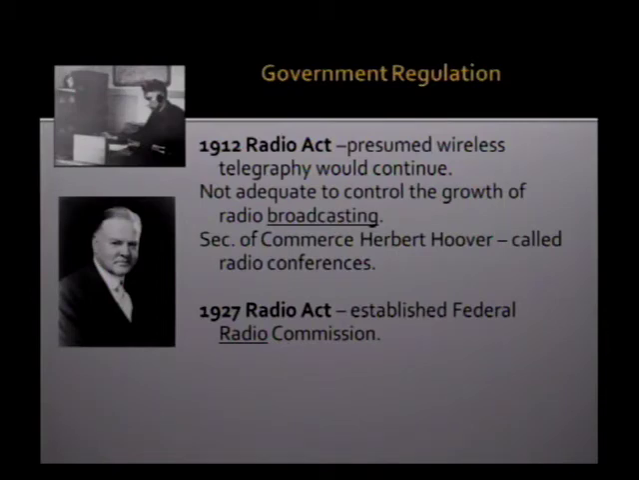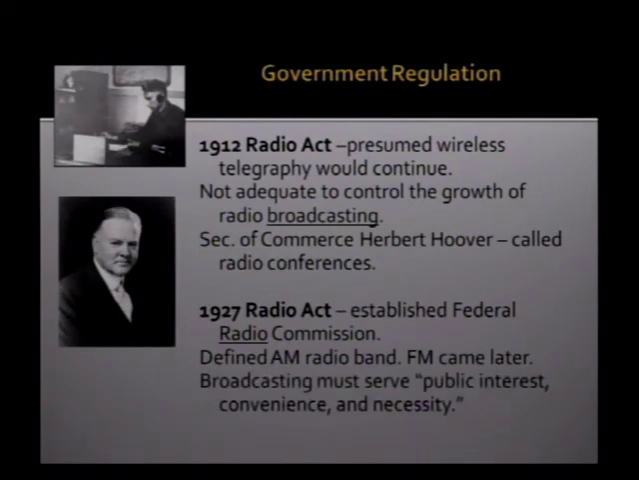It established the Federal Radio Commission. It defined AM radio, and we'll talk about FM a little bit later. And it said, importantly, that broadcasting must serve the public interest, convenience, and necessity. And that would be a tenet that would be used throughout government regulation of any broadcast medium. Again, public interest, convenience, and necessity.